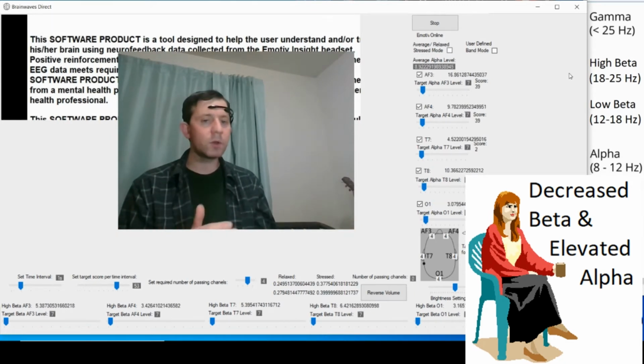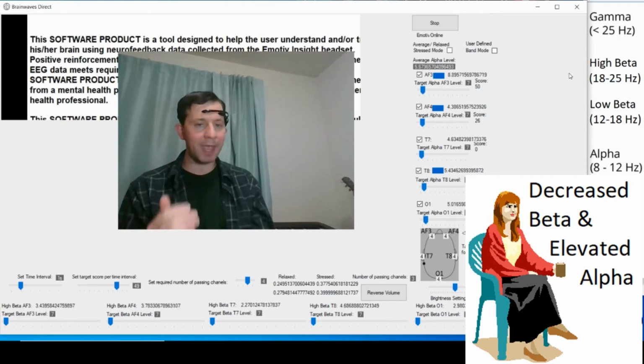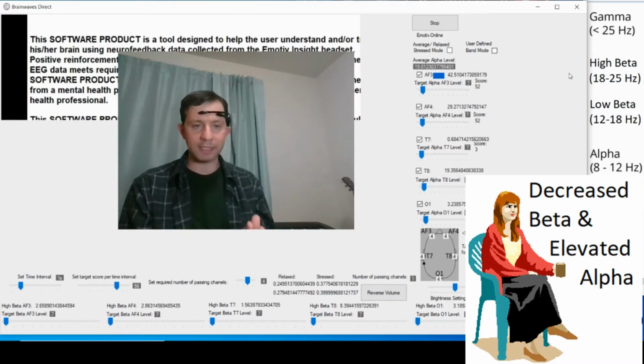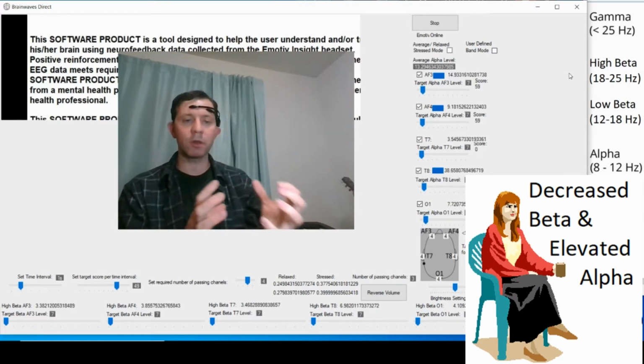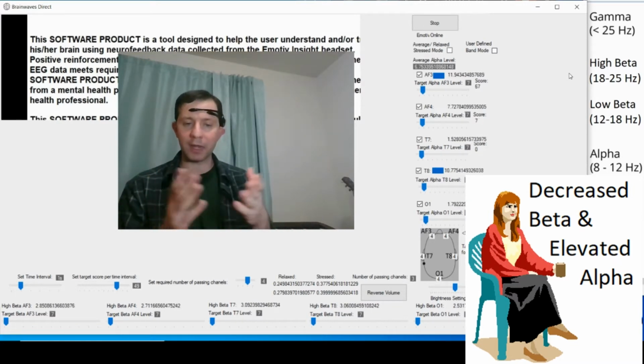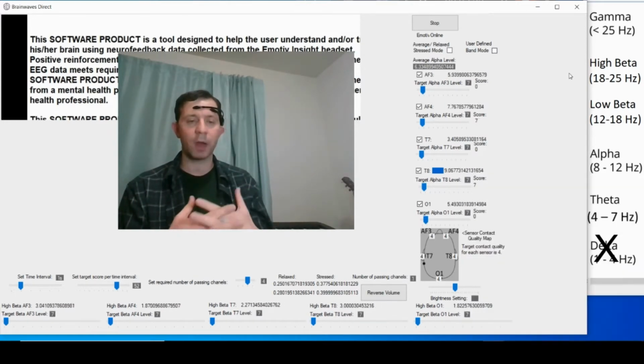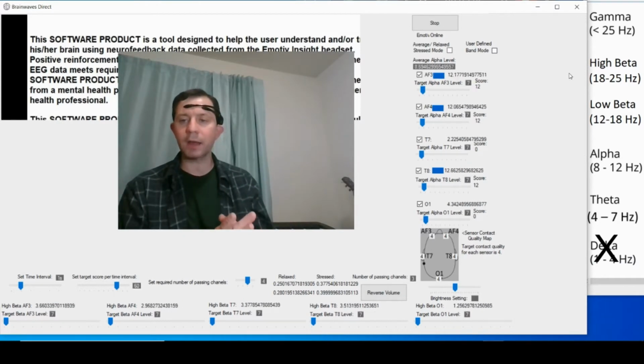But we really do want to make sure that with the beta, that high beta comes down on the right side of the brain. So I'm going to show you a little bit later how we can ignore sensors if we want to, if we want to ignore the sensors on the left side of our brain. But first, I want to talk about the rest of these frequency bands.